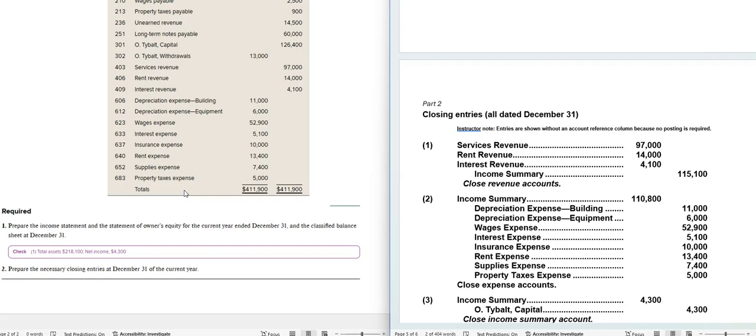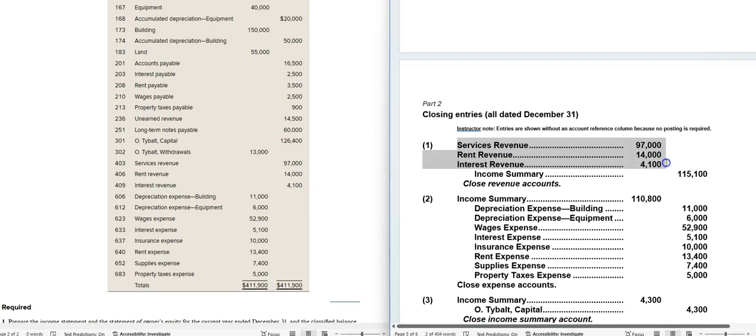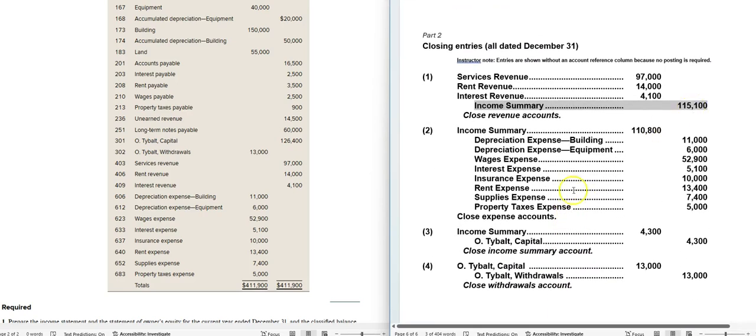Okay. So the closing process is going to close out our revenues first. We have 3 revenue accounts to close out. They all have credit balances. So to get rid of those credit balances, we are going to debit all the revenue accounts, and we are going to transfer the total of all our revenues temporarily into this income summary account. After that first closing entry, the income summary account is sitting there with a credit balance of $115,100. All the revenue account balances will now be 0.